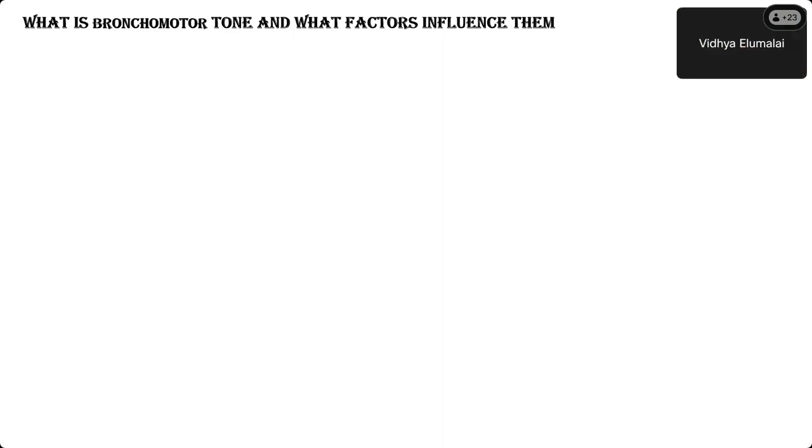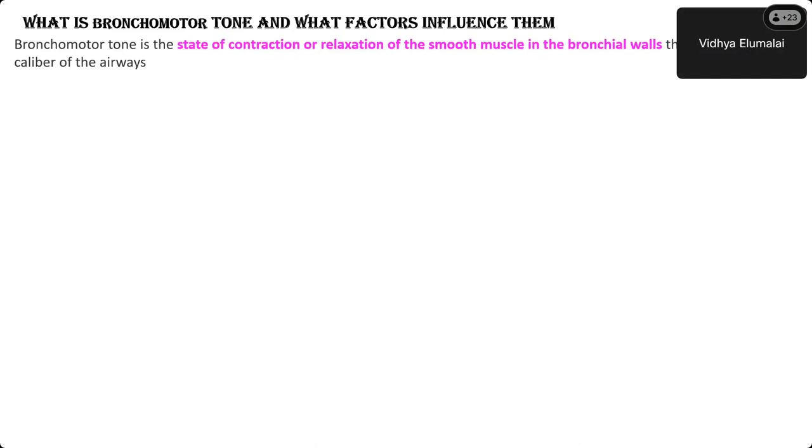Neuronal regulation. It is the state of contraction or relaxation of the smooth muscles in the bronchial walls that regulates the caliber of the airways. So bronchomotor tone is nothing but the contraction or relaxation of the smooth muscles situated in the bronchial walls. It can either make a narrowing or it can dilate. All of this is done by the bronchomotor tone.